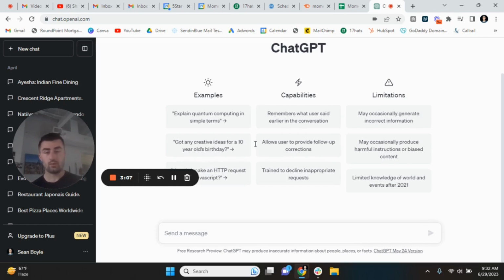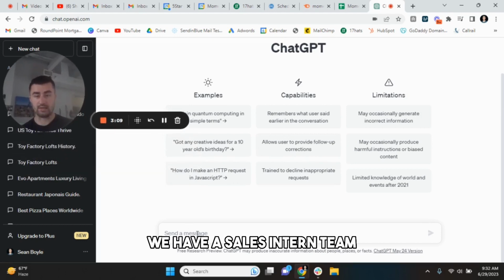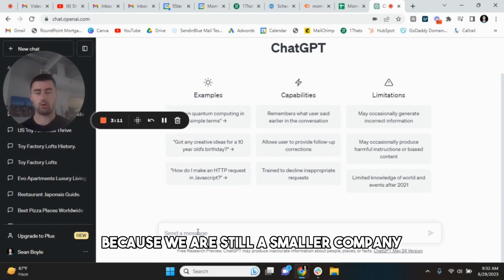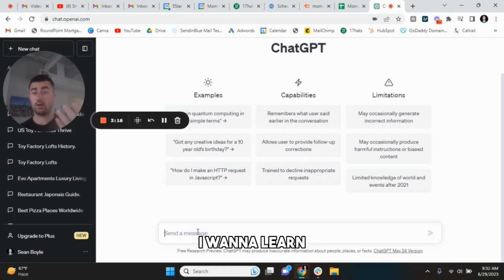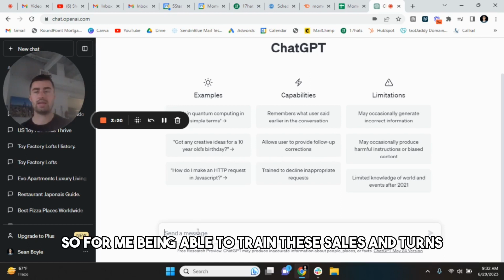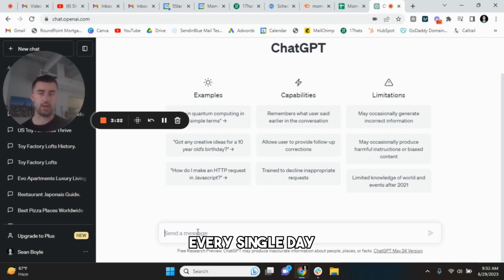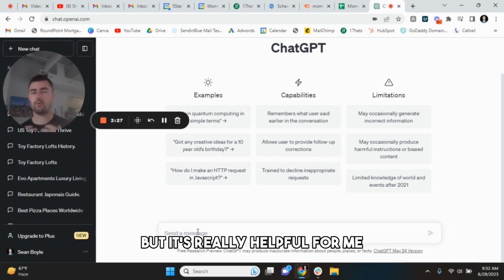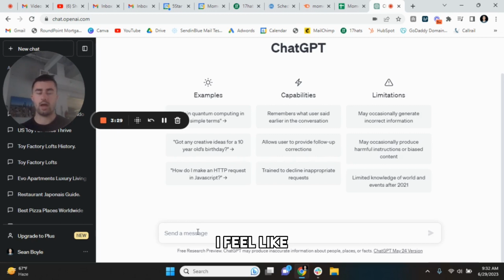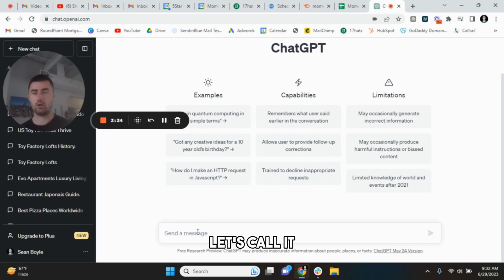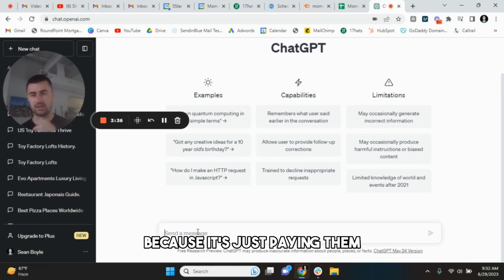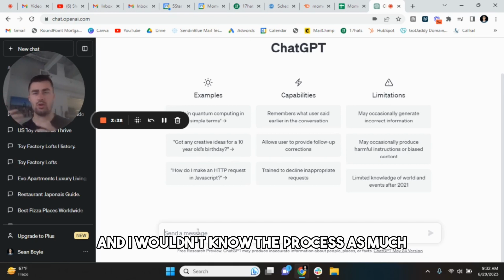For Momentum 360, we have a sales intern team because we are still a smaller company and we want to continue to grow in the proper way. Also, I want to learn how to grow the team from scratch and how to scale it. So being able to train these sales interns every single day, I love it, actually. It's really helpful for me because now I know exactly what to do. I feel like if I had a lot of money to spend on sales associates, I don't think I would learn as much because it's just paying them and I wouldn't know the process as much.